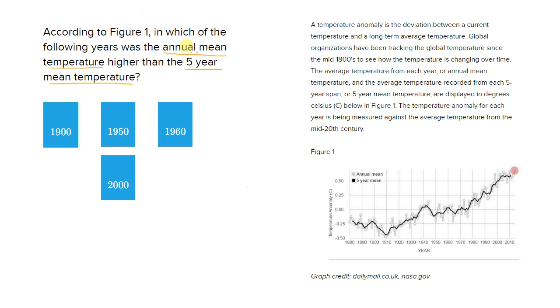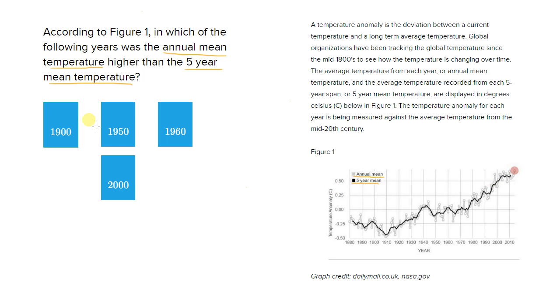And if you don't know what those terms mean, just look over at the graph. We can see that the annual mean temperature is here in gray, and the 5-year mean temperature is here in black. So when we're looking at this graph, whenever we're going to see the annual mean temperature higher than the 5-year temperature, that means that the gray dot is going to be higher than the black line, because then the annual mean temperature would be higher than the 5-year mean. So for example, right here we can see that the annual mean temperature is higher than the 5-year mean right here. It's a higher temperature.